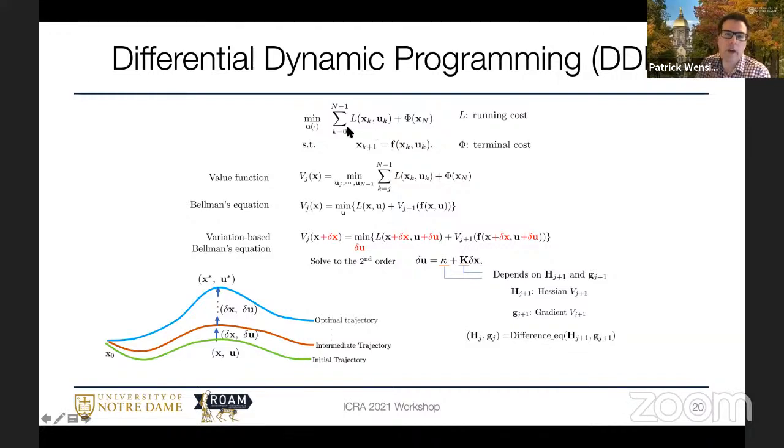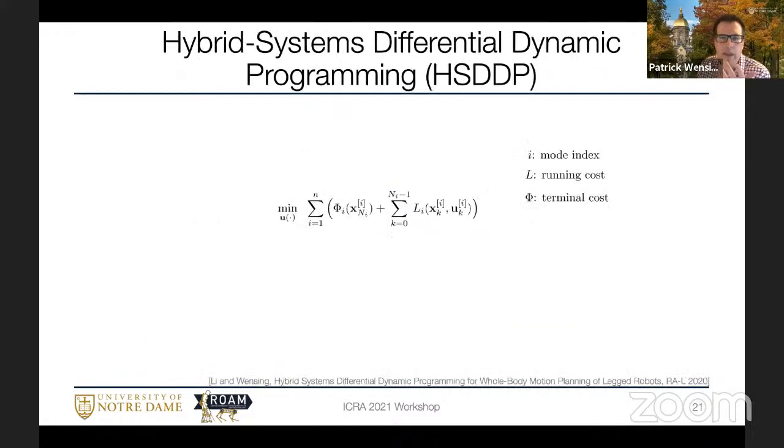In its most vanilla or nascent form, this DDP algorithm only handles these dynamics constraints. We don't handle any more general constraints. And so that limits the ability to apply this algorithm to hybrid systems, as we would like in our legged locomotion work. So we've recently extended this DDP paradigm in order to be able to solve hybrid systems trajectory optimization problems. We consider a problem where the mode sequence is fixed.